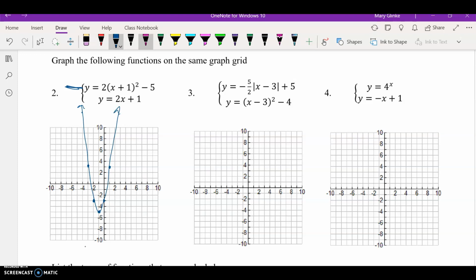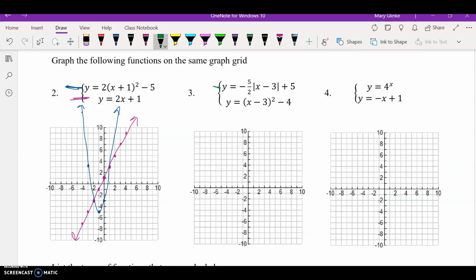I'm then going to graph my next one, my linear function here in pink. So this is a line, y equals mx plus b. So I'm going to go up to 1 and put a point, go right 1, and down to left 1. And I've graphed both of those on the same graph grid now. So go ahead and pause the video and try examples 3 and 4, and then come back here to see how they go.